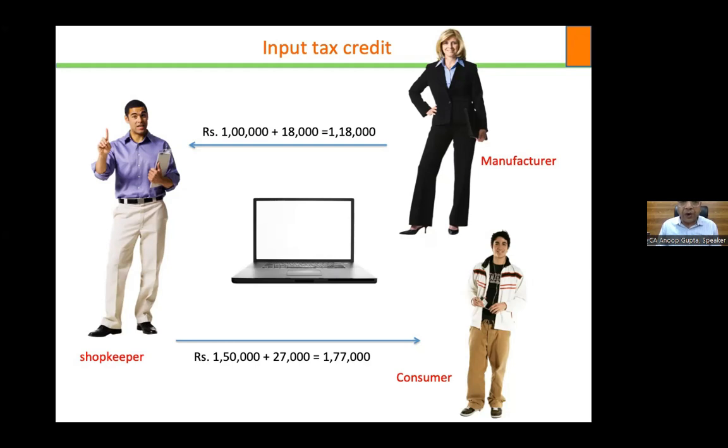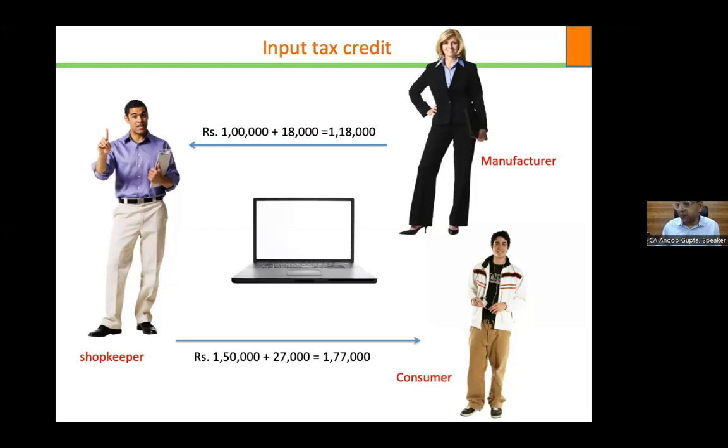Now, what will be the profit of the shopkeeper? His sale value is 1,77,000 and his purchase value is 1,18,000. Will his profit be 59,000, or, given that 27,000 has been paid to the government authorities, will it be 1,50,000 minus 1,18,000, that is 32,000, or will it be 50,000? This is the question before you. You try to answer it, and as per my understanding, the profit of the shopkeeper will be 50,000.